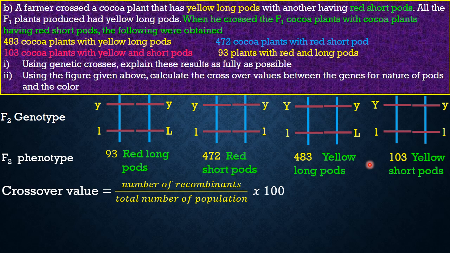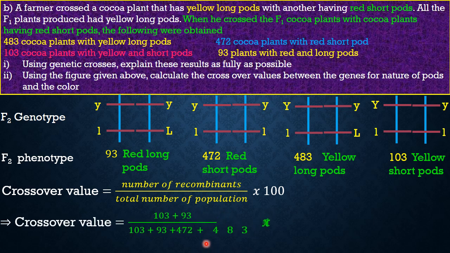So, guys, the crossover value or the COV value has to be 103, that is the value in this case, plus 93 over the sum of all of these figures times 100. If you punch this, guys, we have an answer to the nearest whole number of 17 units. So, guys, this is the answer for this question.